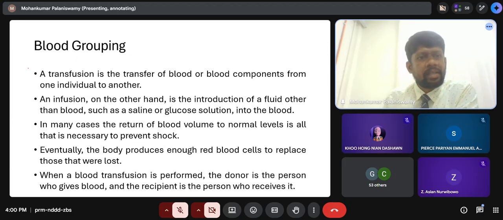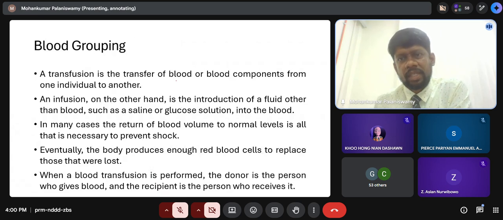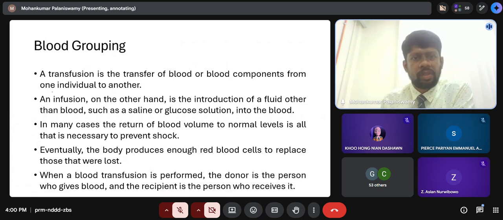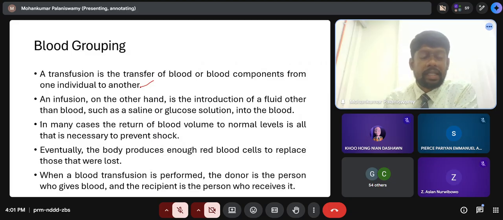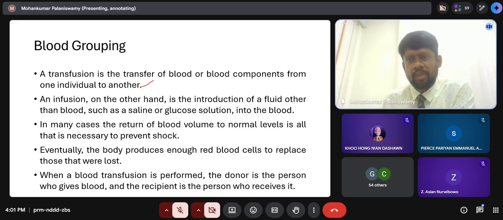Yes. So a transfusion is the transfer of blood or blood components from one individual to the other. So this is about blood transfusion. Okay, self-explanatory. And infusion, on the other hand, is the introduction of fluid other than blood, such as saline water or a glucose solution, into the blood.